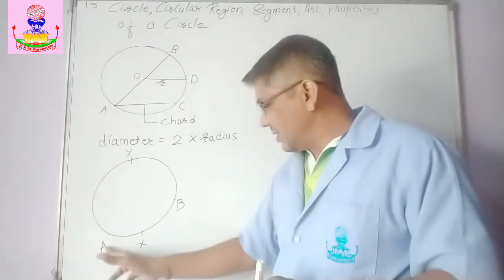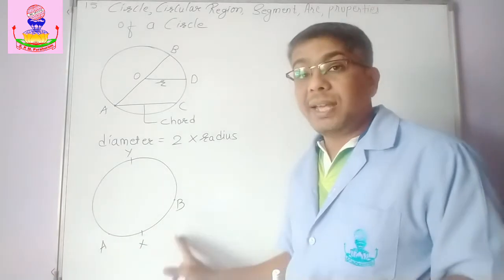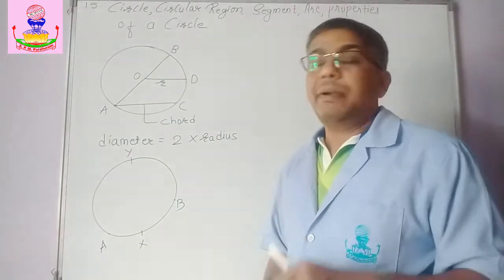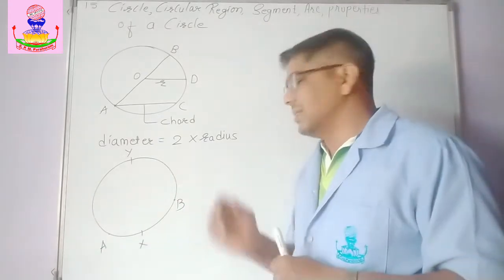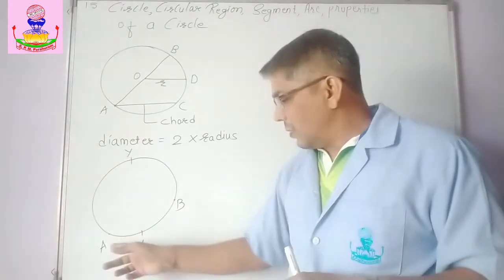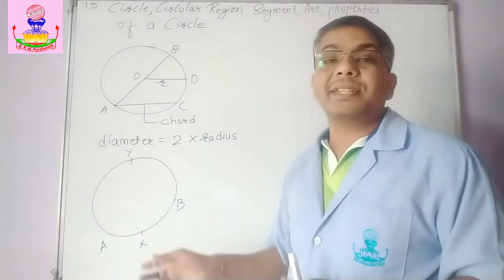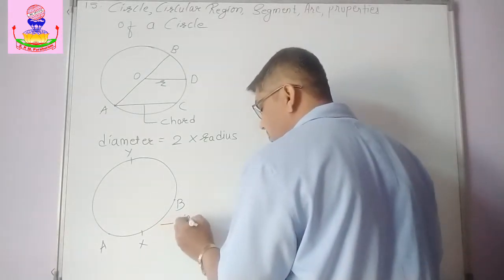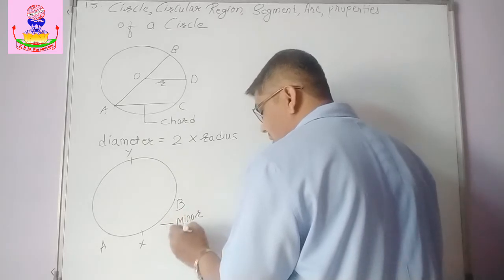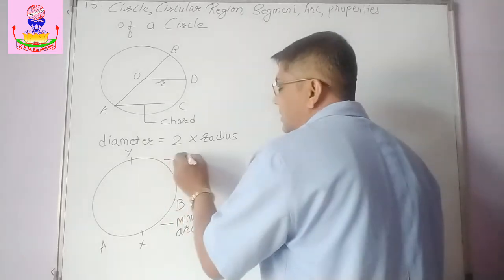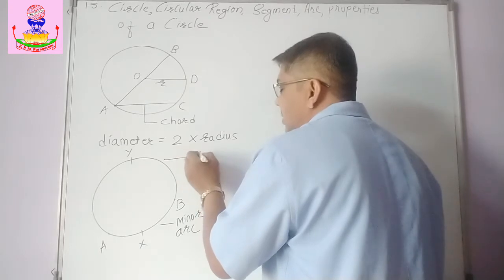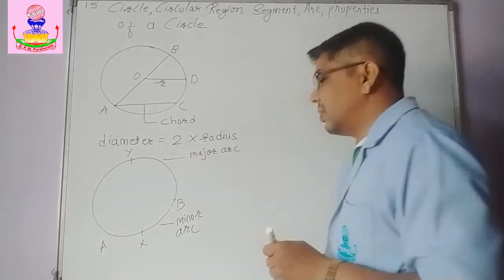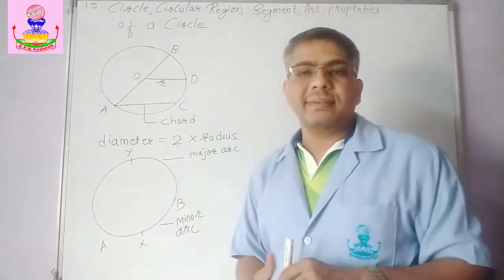Now this is the smaller arc, arc AXB. When I refer to AXB, it is this, and when I refer to AYB, it is this. This is the smaller arc, hence it is called the minor arc. And this is called the major arc.